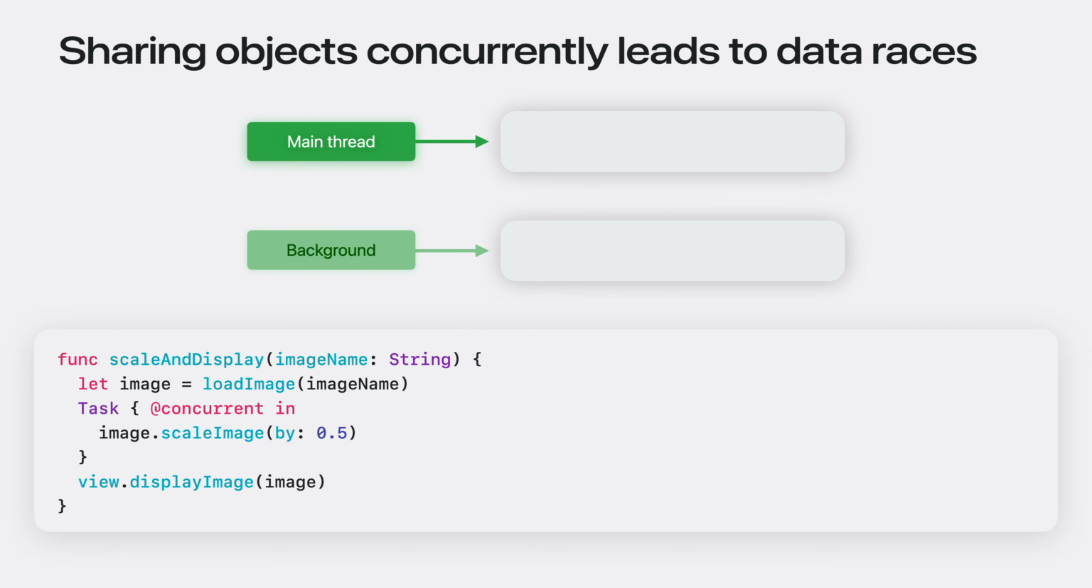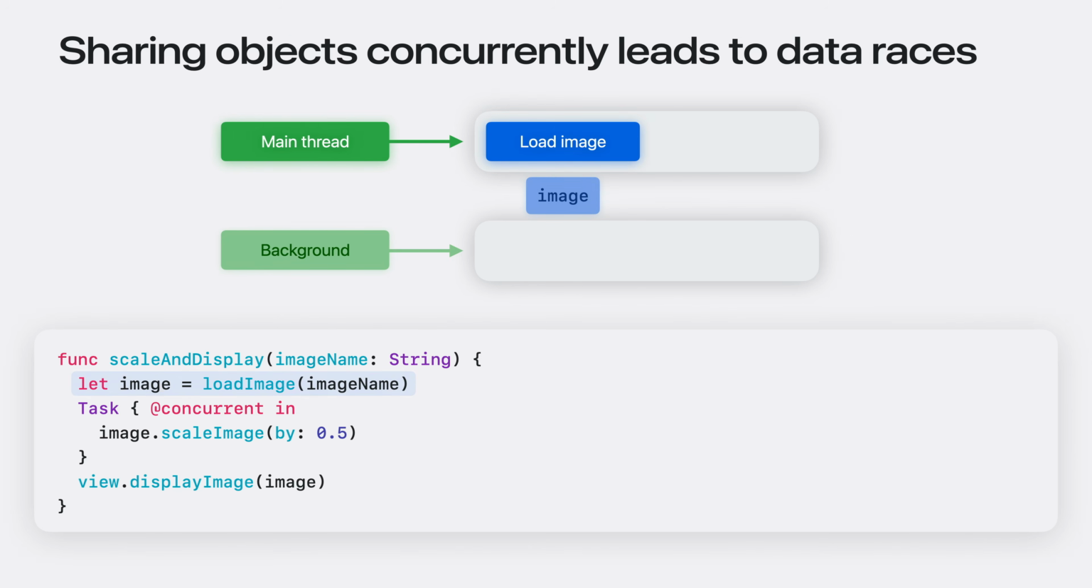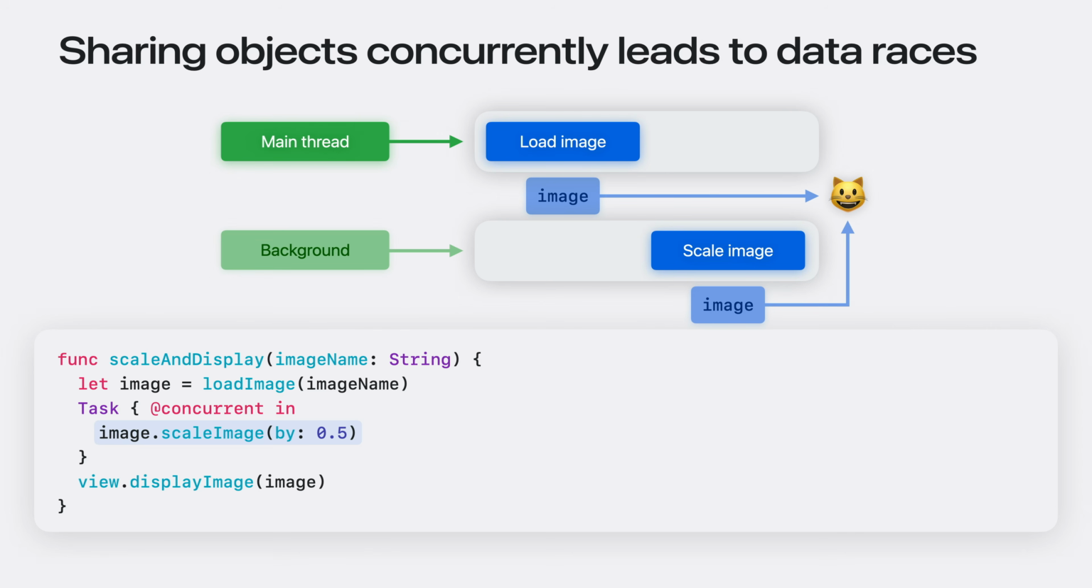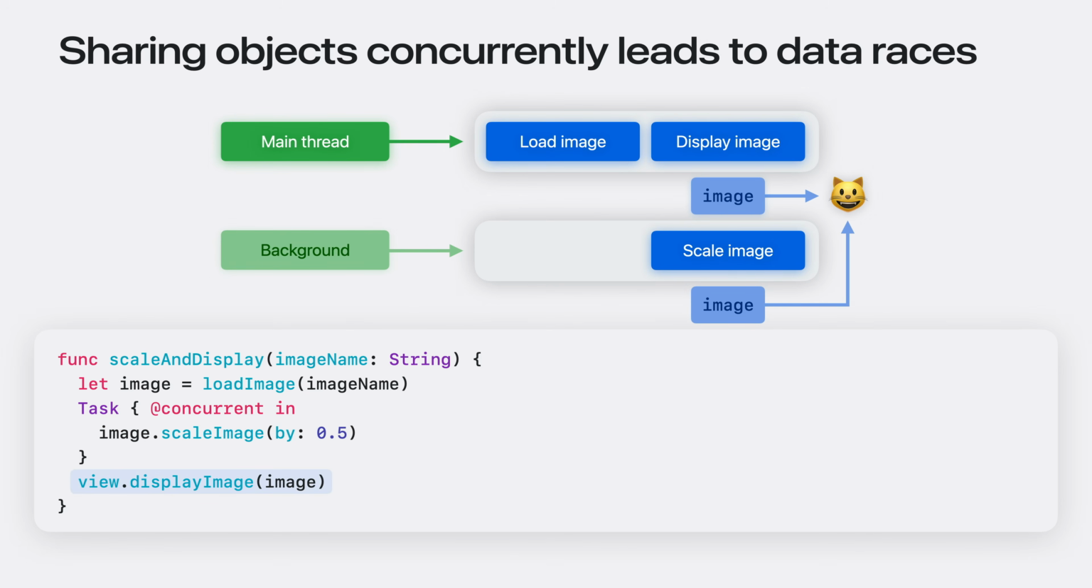Let's see what happens when we introduce some concurrency. First, this scale and display method loads a new image from the main thread. The image variable points to this image object, which contains the cat picture. Then, the function creates a task running on the concurrent pool, and that gets a copy of the image. Finally, the main thread moves on to display the image.